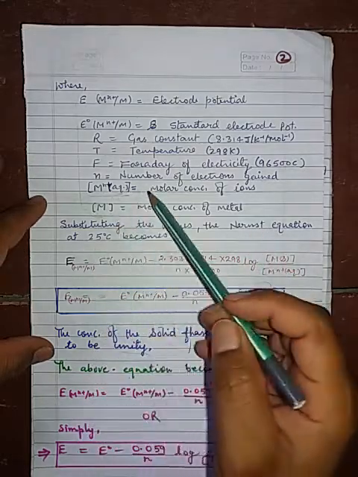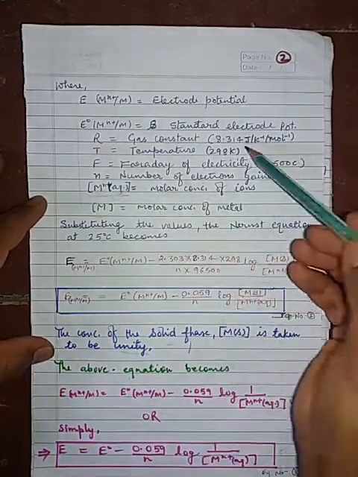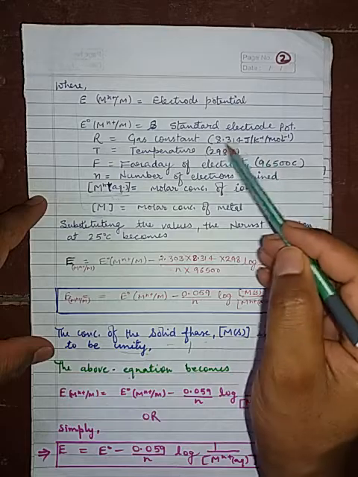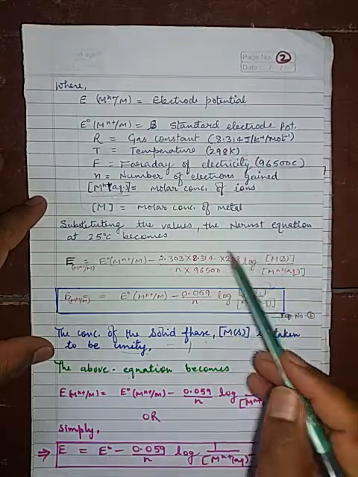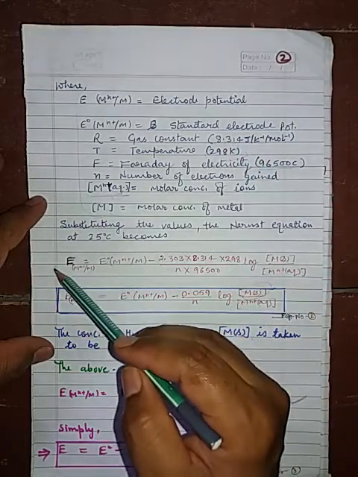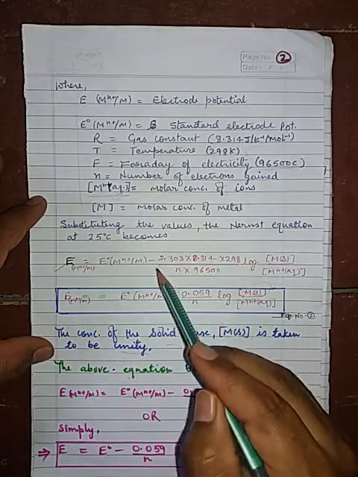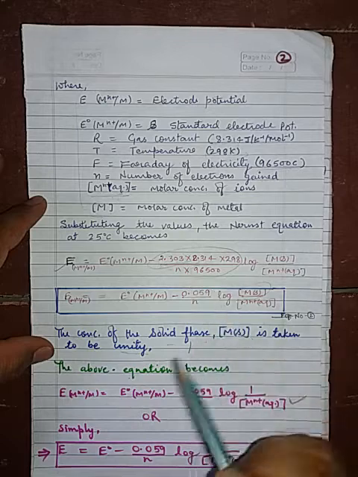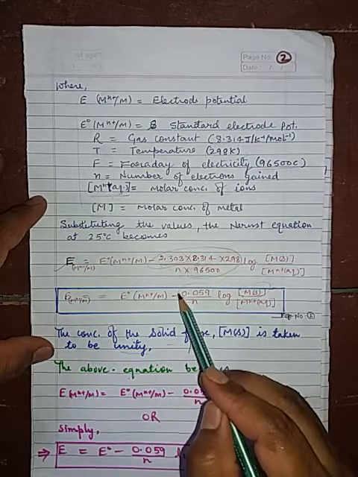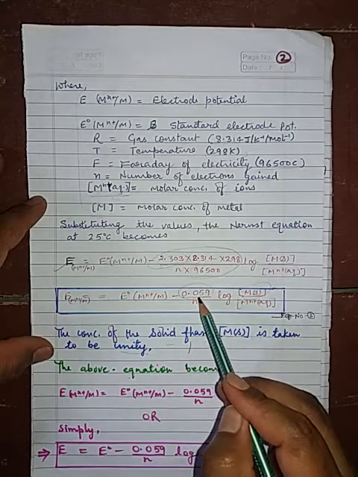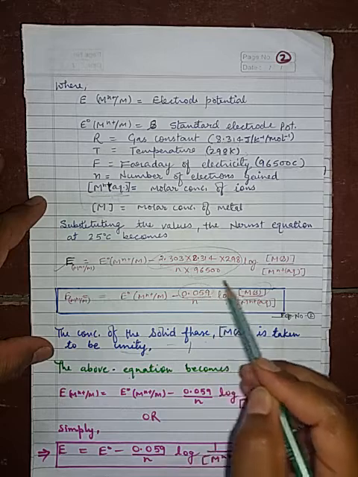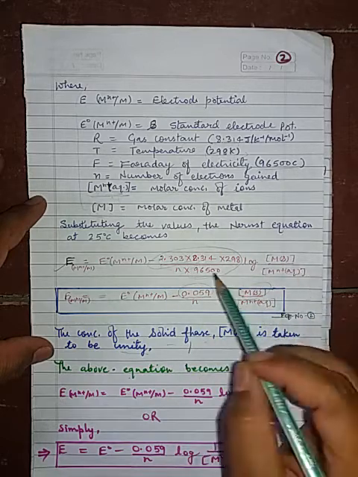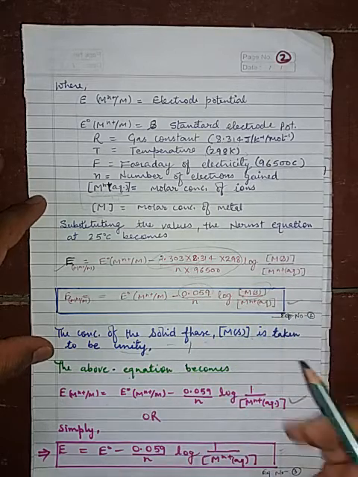Now substituting these standard values like 298, we get the above equation as this. Now solve all these values and simplify, and we will get 0.059 in place of all these values. Therefore this equation can be written as this one.